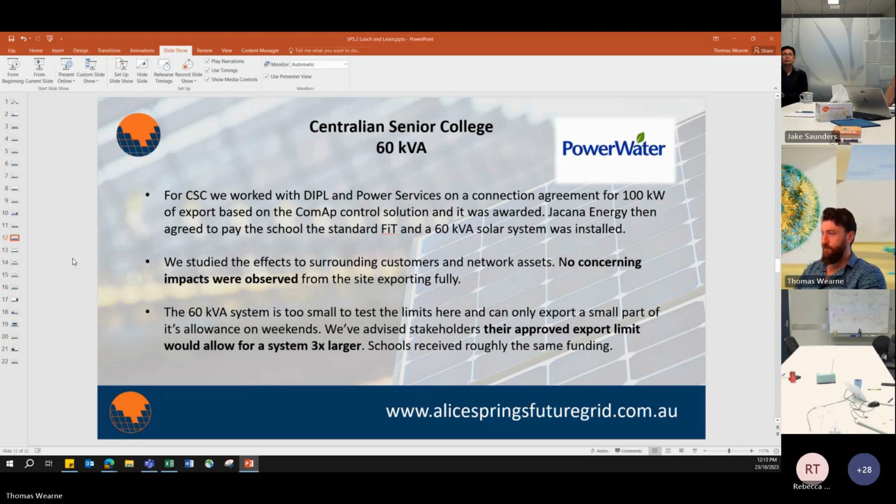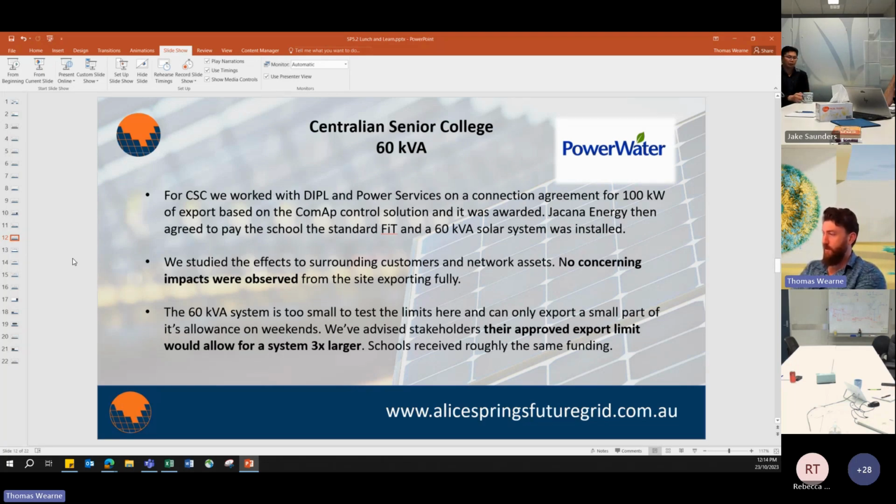a 60 kVA solar system was installed. We then basically increased the amount of export the site could do on weekends in stages, and had a look at the metering data to try to find any impacts to any of the customers in the surrounding areas, and couldn't identify any impacts whatsoever, even when the site was able to export at its full potential. Now, this system is unfortunately too small to really push the limits, and it can only ever export a small part of its allowance, and only on weekends.